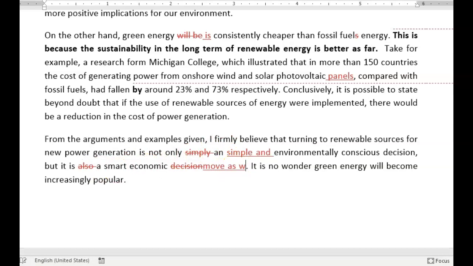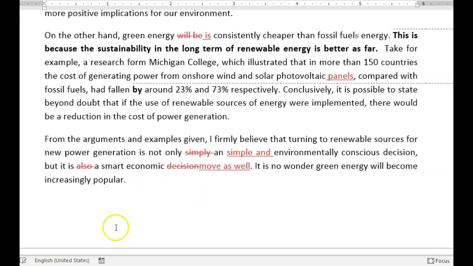Let's try and take this up a notch, because "also" is easy. How about using "as well", right? We don't want to use "decision" the second time. We can use the word "move" here. It is no wonder green energy will become increasingly popular.